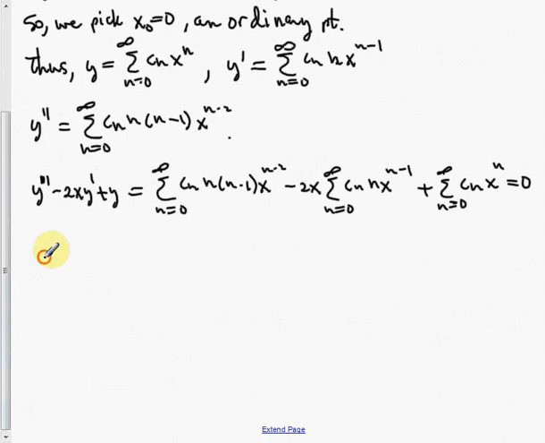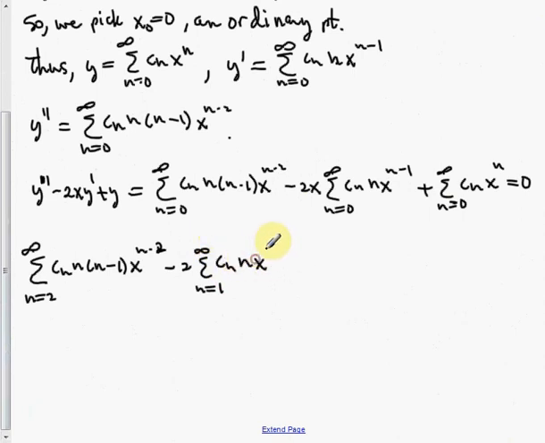So let's do that. This is the summation as n goes from 2 to infinity, c sub n times n times n minus 1 times x to the n minus 2, minus 2 times the summation as n goes from 1 to infinity of c sub n times x to the n. Because that x to the first times x to the n minus 1 is just x to the nth power there. Plus the summation as n goes from 0 to infinity of c sub n times x to the n. That's equal to 0.